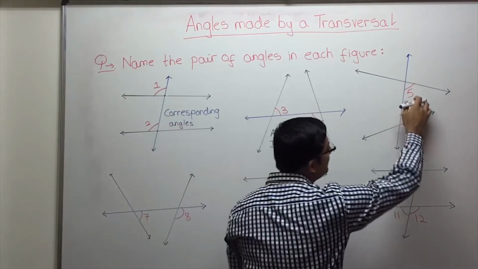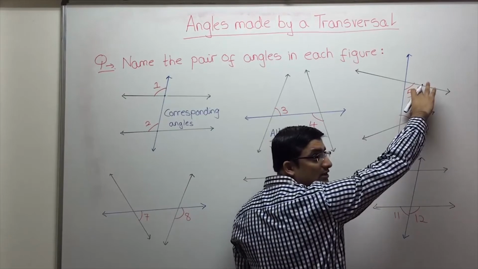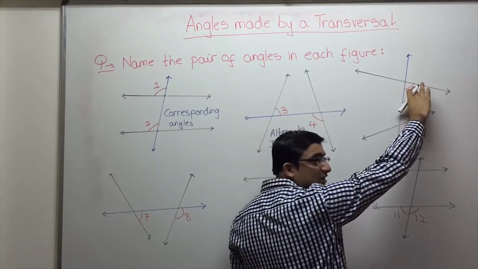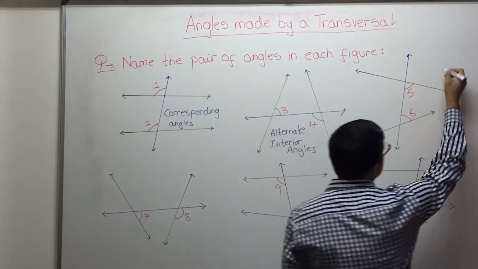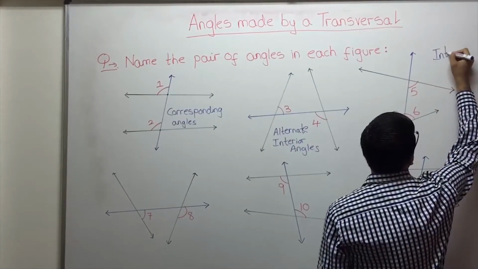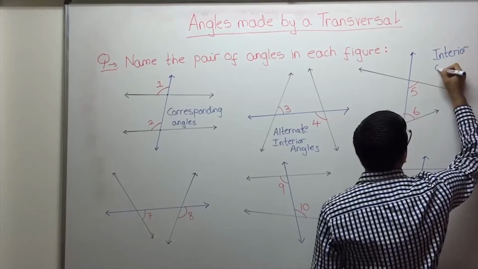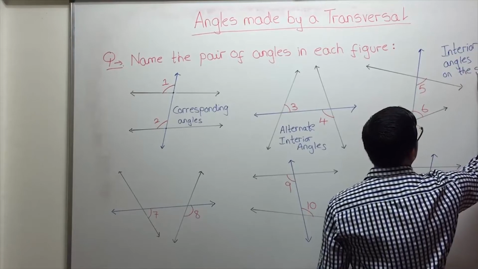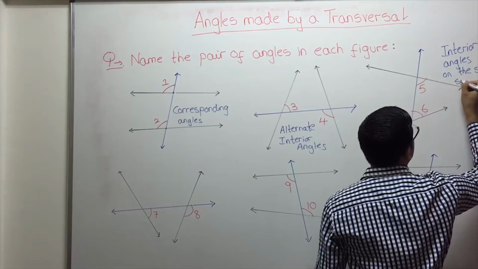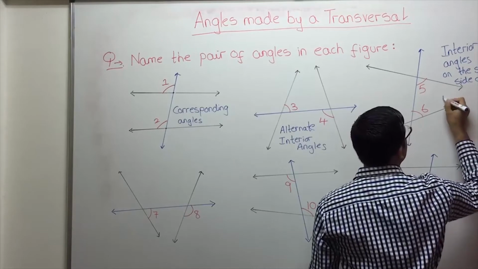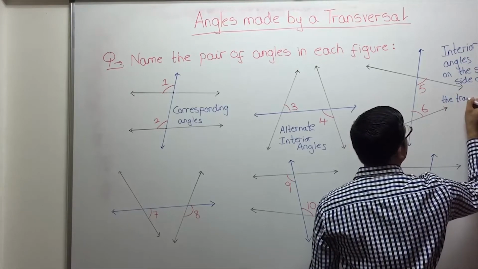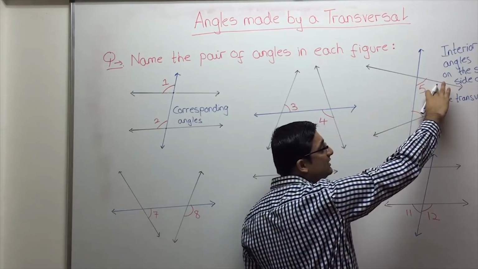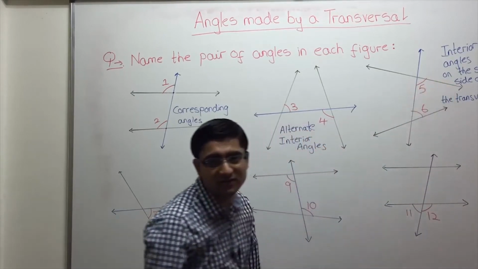Next, angle 5, angle 6. Again, the angles are between the two lines, so they are interior angles. Now they are both on the right side of the transversal. So interior angles on the same side of the transversal. I repeat, between the two lines means interior. So interior angles on the same side of the transversal.